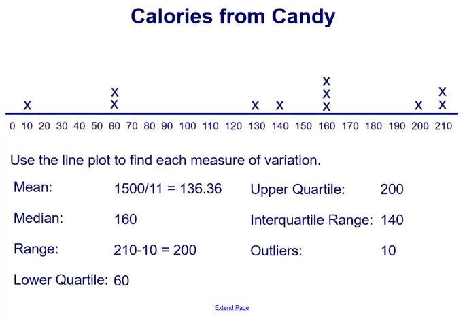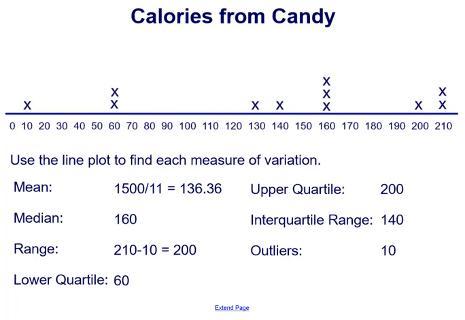The range is going to be the maximum minus the minimum, or the difference of the maximum and minimum, which in this case is 210 minus 10, so that range is 200. We have our lower quartile. The median of your lower half of your data is 60, and the upper quartile, which is the median of your upper half of your data, is 200. The interquartile range is the difference of the upper and lower quartiles. So we're getting 140 from 200 minus 60.